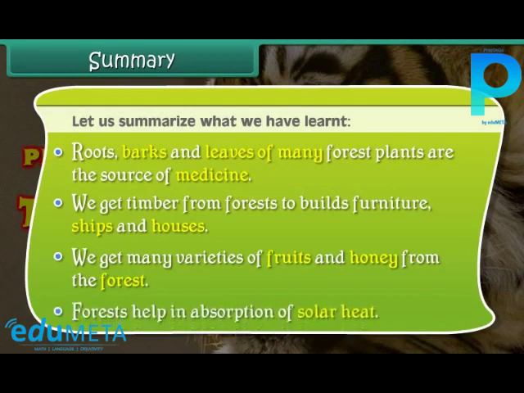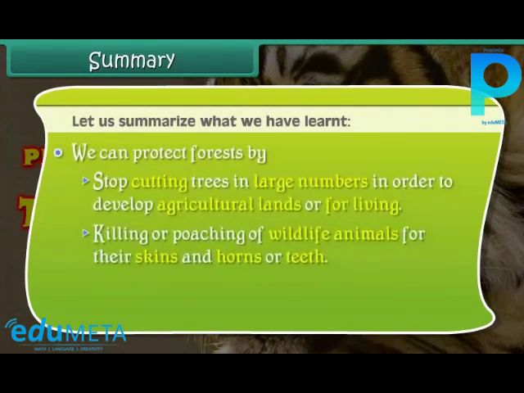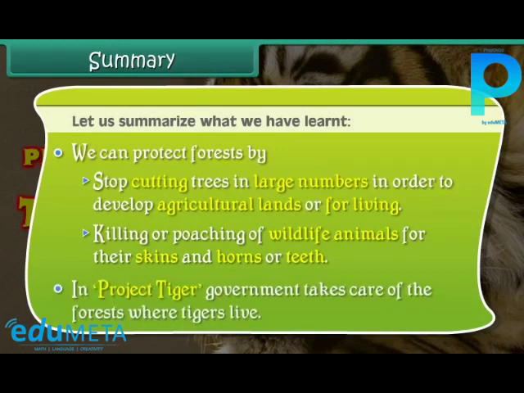Forests help in absorption of solar heat. We can protect forests by stopping cutting trees in large numbers in order to develop agricultural lands or for living, and by stopping killing or poaching of wildlife animals for their skins and horns or teeth. In Project Tiger, government takes care of the forests where tigers live.